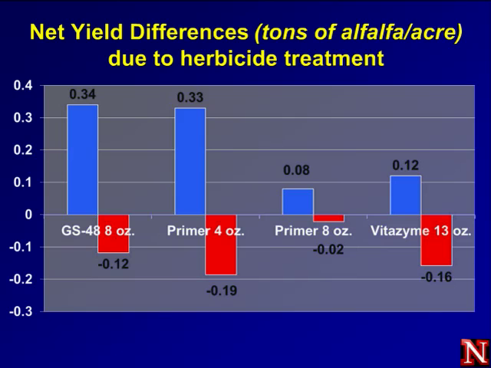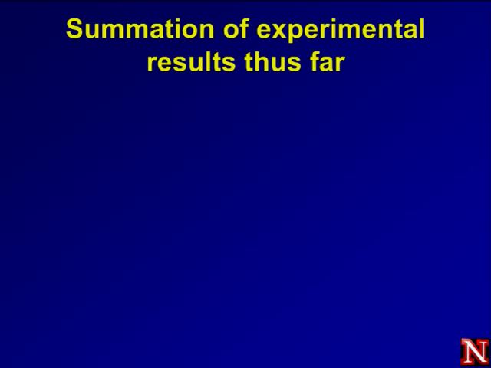As we look at this, we see the red bars in this situation showing what happened with the yields of biostimulant alfalfa when treated with herbicides, compared to untreated alfalfa that received herbicide-only treatment. We can see that in every situation where we had biostimulants, we had a negative effect in yield compared to untreated alfalfa.